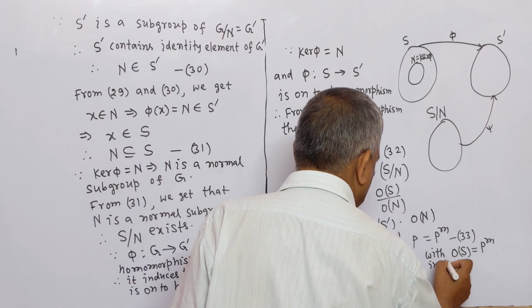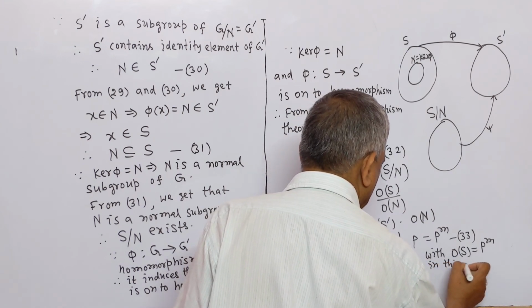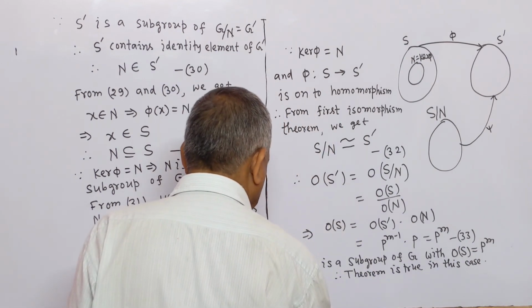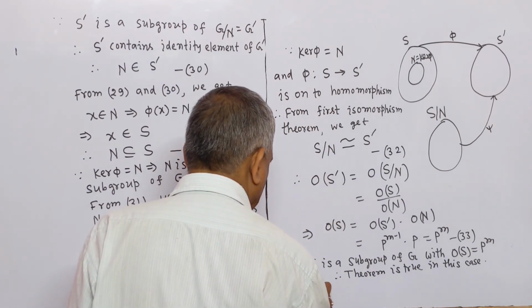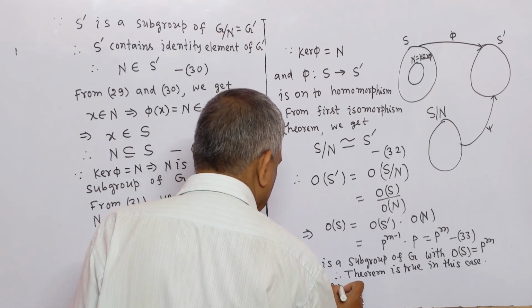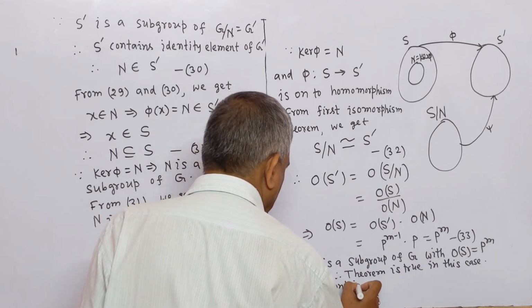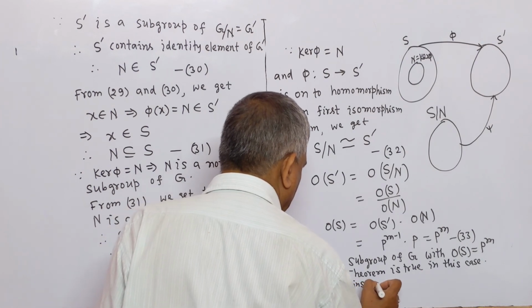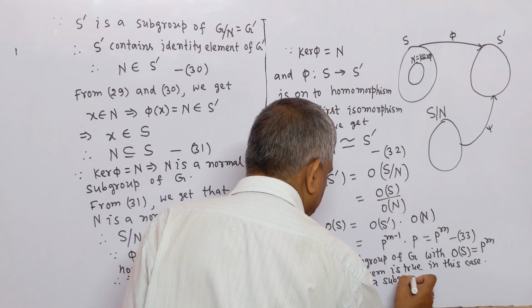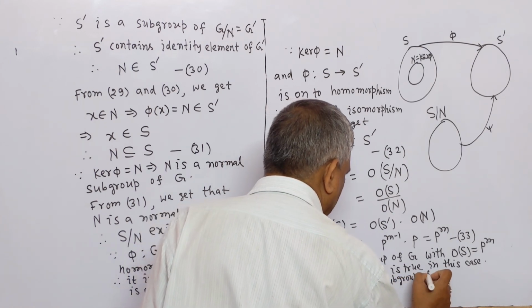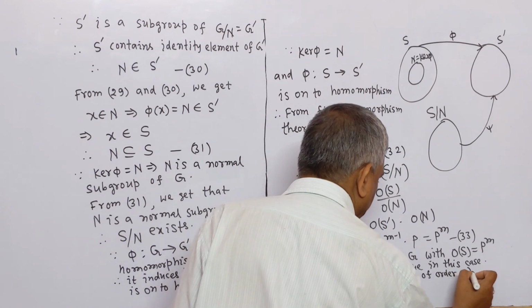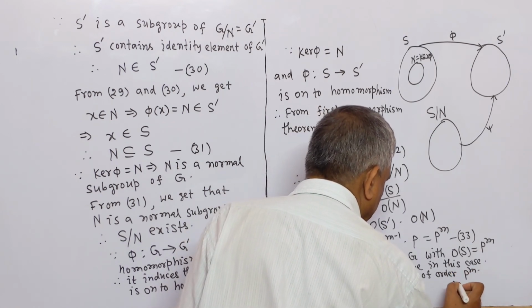In this case, hence G contains a subgroup of order P to the power M. Proved.